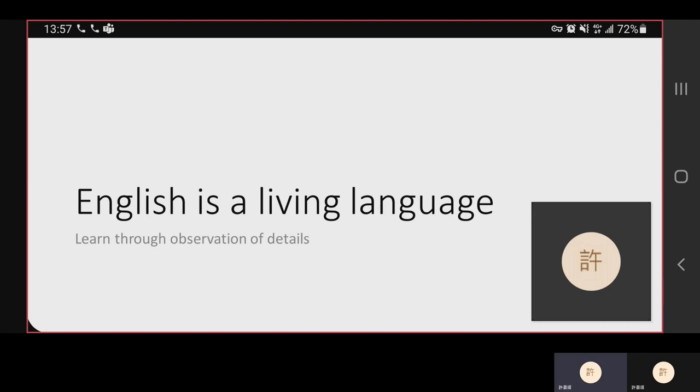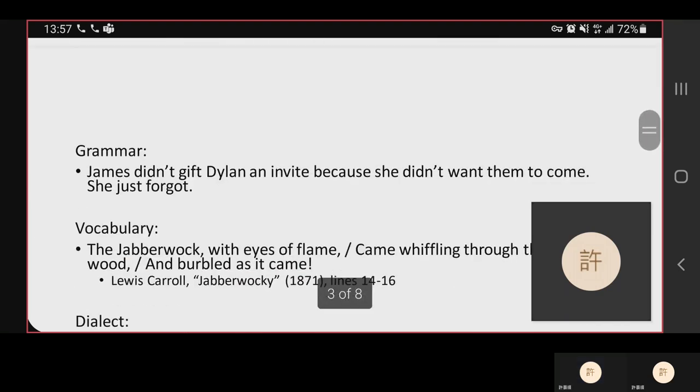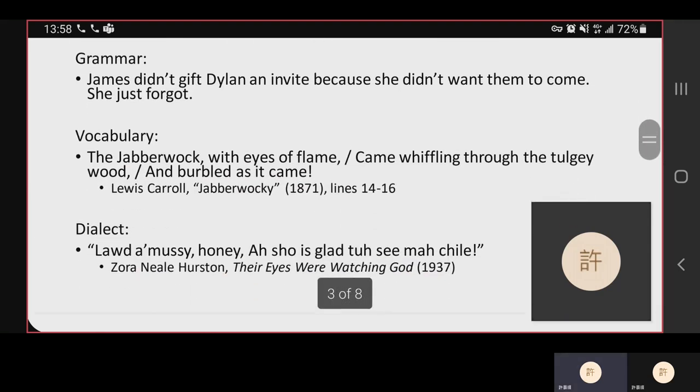So just to take a look at some of those crazy exceptions. This logic of learning a living language applies to all of English. Vocabulary, yes. Pronunciation, yes. But also grammar. The best way to learn grammar is to pay attention to how native speakers use grammar. So, for example, the grammar example.